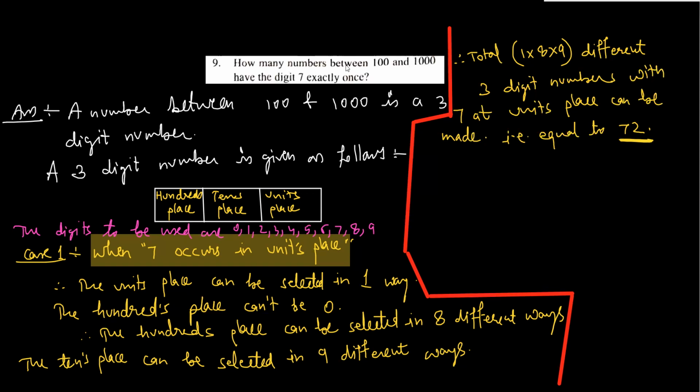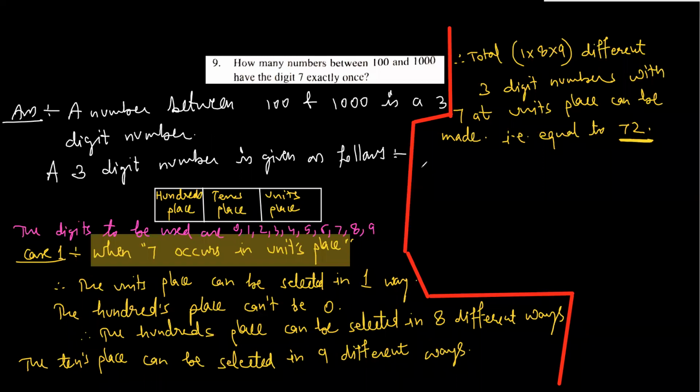I will go for case 2. In case 2, I will write when 7 occurs at tens place. Then case 3, when 7 occurs at hundreds place. Students, you will pause the video and solve this on your own. Then come back and watch the video.